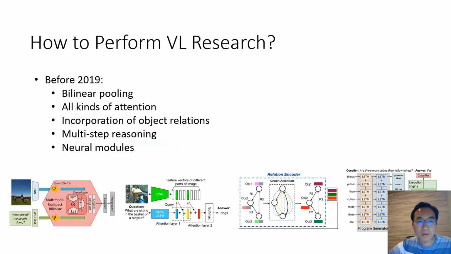Then a natural follow-up question to ask is how can we perform vision and language research? There are already tons of papers. Before 2019, there were many different topics, such as how we can do better bilinear pooling to fuse the multimodal vectors. There are also tons of papers designing all kinds of different attention. We can also incorporate object relations into multimodal fusion. We can also perform multi-step reasoning. We can also design neural modules for more interpretable compositional reasoning.